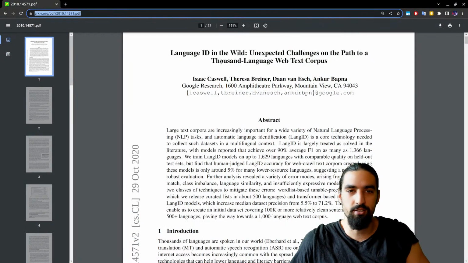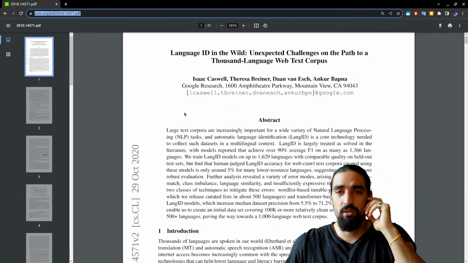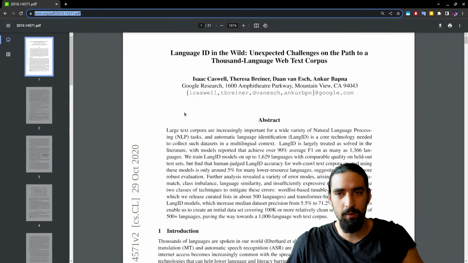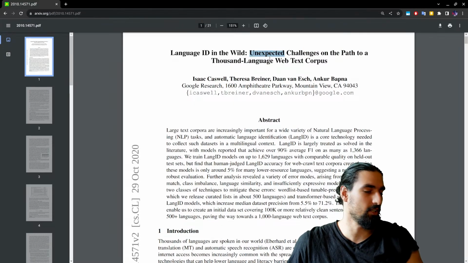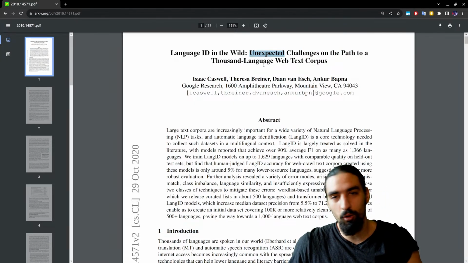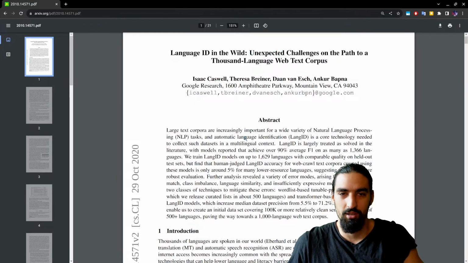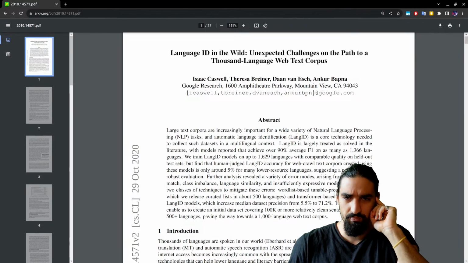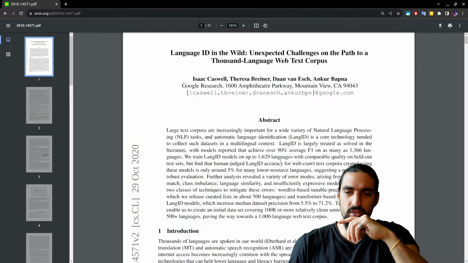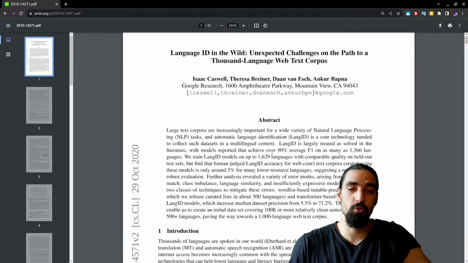Okay, let's go. Language identification in the wild: unexpected challenges on the path to a 1,000-language web text corpus. That's the part that we're excited about, understanding what's the unexpected, moving from the unknown unknowns to the known unknowns. Large text corpora are increasingly important for a wide variety of NLP tasks, and automatic LID is a core technology needed to collect such data sets in a multilingual context. Language ID is largely treated as solved in the literature, with models reported that achieve over 90% average F1 on as many as 1,366 languages, which is complete BS.